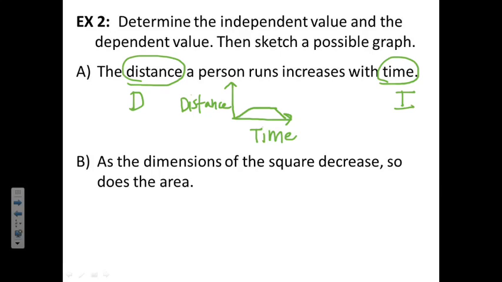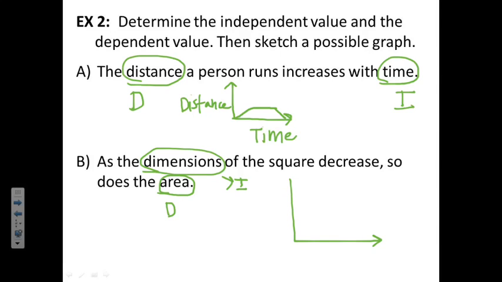Okay, our second example says as the dimensions of a square decrease, so does the area. So here the two values that we're going to look at are the dimensions of the square, so I'm just going to circle the dimensions, and then the area. And we said that the dimensions will actually determine what the area is. So the dimensions become the independent variable, and the area is the dependent variable. It depends on the dimensions.